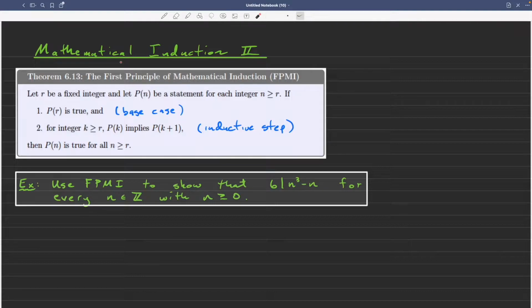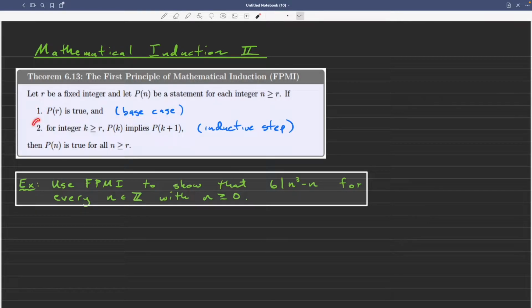And of course, you can't go one by one and prove an infinity of statements. So we need a quicker way to do that, and that's where induction comes in. So induction, the first principle, says if you want to prove all of those statements are true, what you have to do is first establish the base case, which is to establish that the first statement, P of r, is true. Usually that's pretty straightforward.